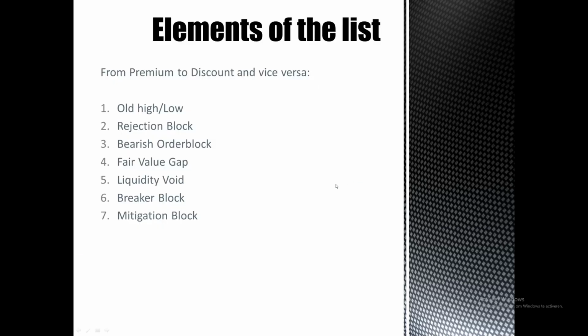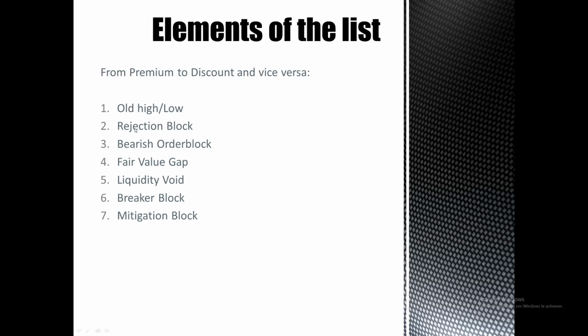So let's go through the elements of this list. Pretty simple list. Honestly, after practicing a few times, you can probably remember this already. But we start off, of course, with the highest of premium, which is an old high. And the further down you go into the list, the less premium it will get. So the highest premium is old high.